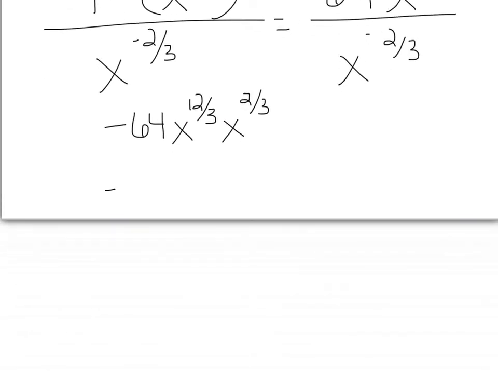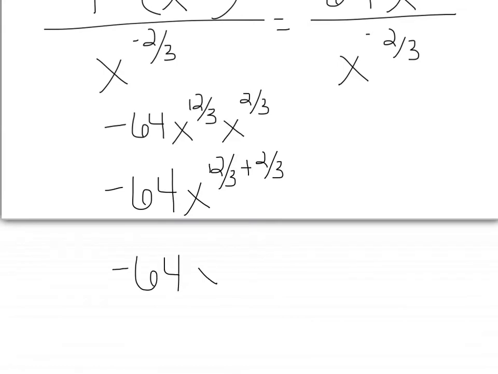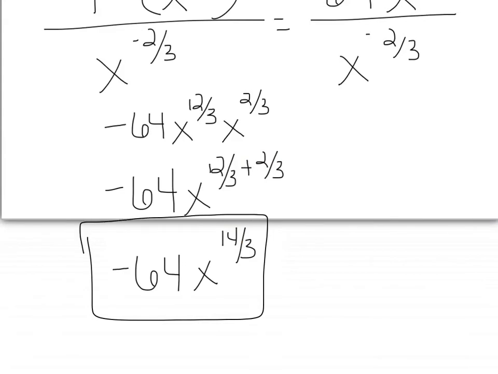So I have -64 times x to the 12/3 plus 2/3, which is going to give you -64x to the 14/3, because we have a common denominator of 3. So you're going to say 12 plus 2 is 14, and that can't be reduced any, so we just leave it like that.